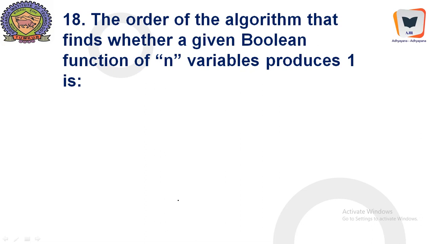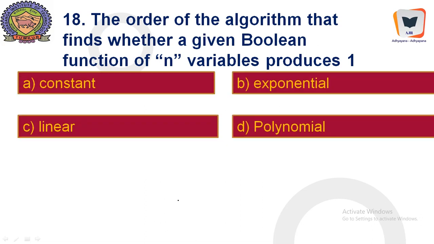The order of the algorithm that finds whether a given Boolean function of n variables produces 1 is, of course, there can be two answers for every comparison. Either it could be 1 or it could be 0. Therefore, I think we will have to do 2 to the power of n comparisons, because there are n variables and there are only two possible answers. Either it should be 0 or it should be 1, and we don't know for which particular cycle we are going to get the answer to be equal to 1. Therefore, the complexity of such an algorithm happens to be 2 to the power of n, and 2 to the power of n is exponential complexity.